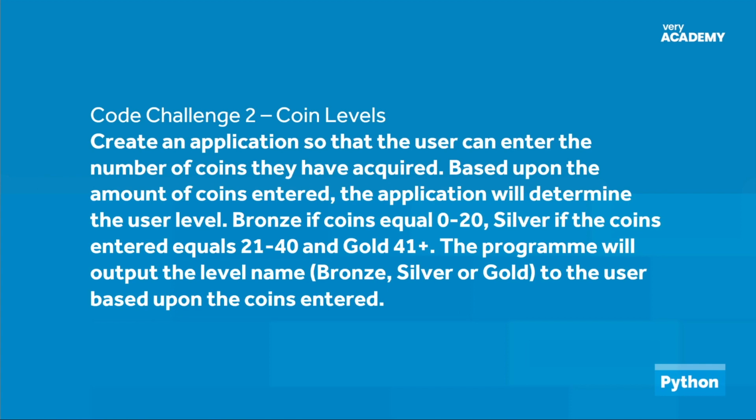So if the coins are equal to 0 to 20, that's bronze. So we're just going to return the word bronze. If the coins they entered is between 21 and 40, we're going to output silver. And gold, we're going to output if it's 41 or over. Right, so let's give this a go.